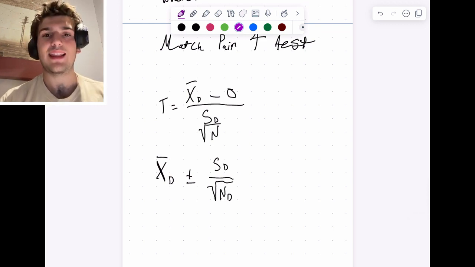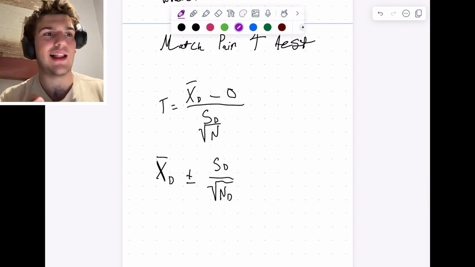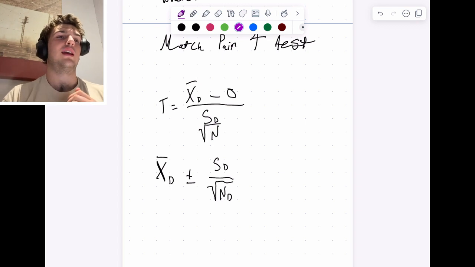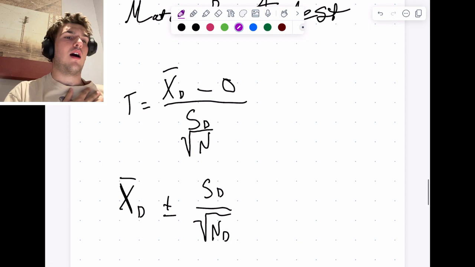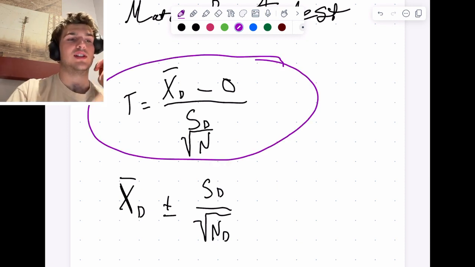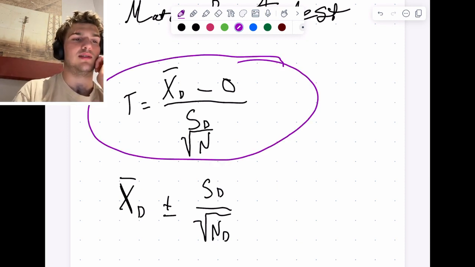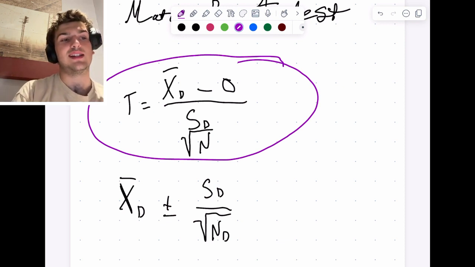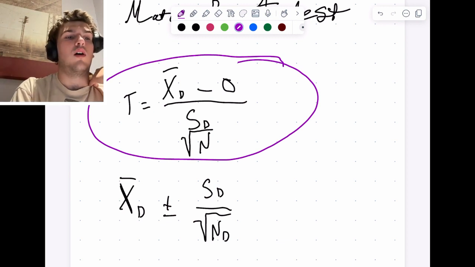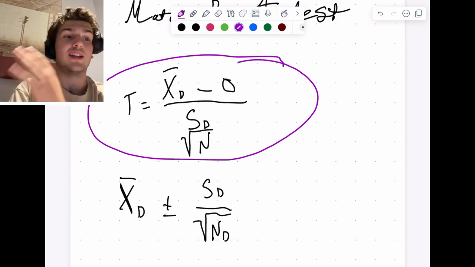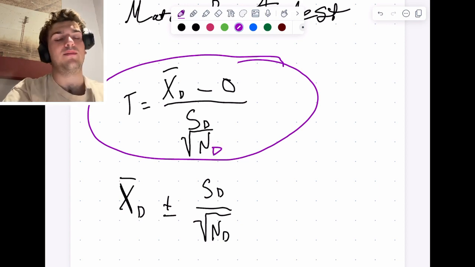And finally, moving on to the last test of the unit is our matched pair t-test. These are our equations. T is equal to the mean of the differences minus 0 over the standard deviation of the differences over the square root of n. And that would be the number of differences.